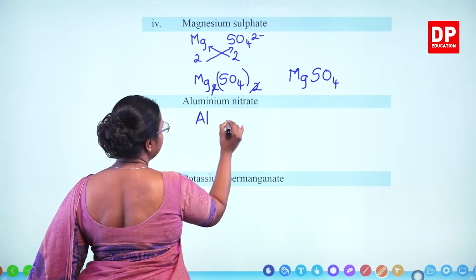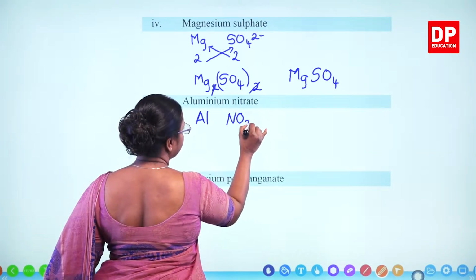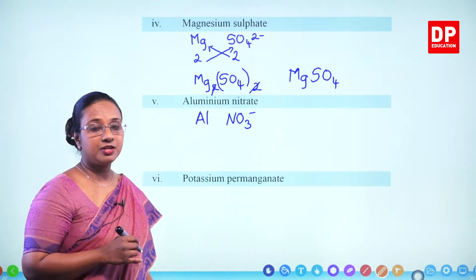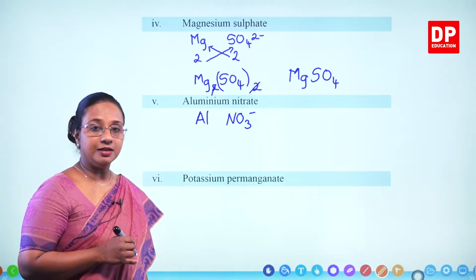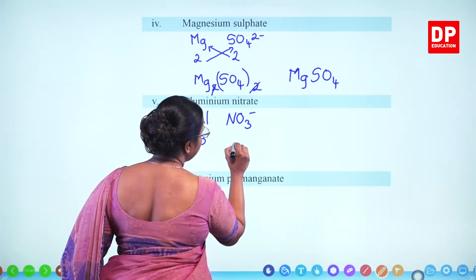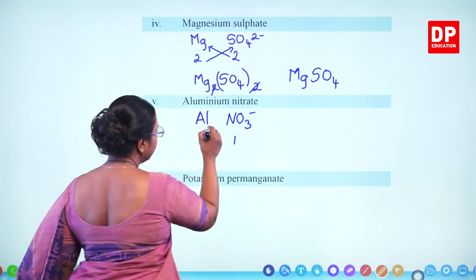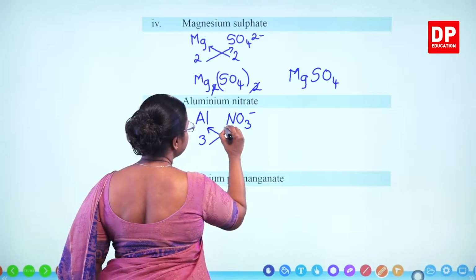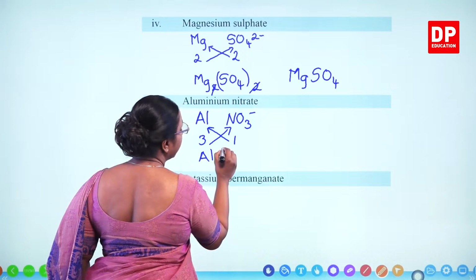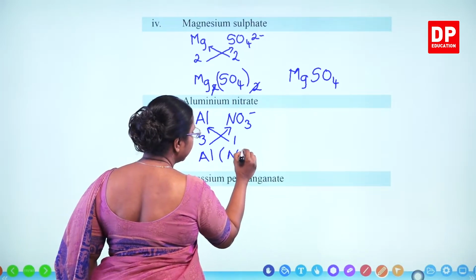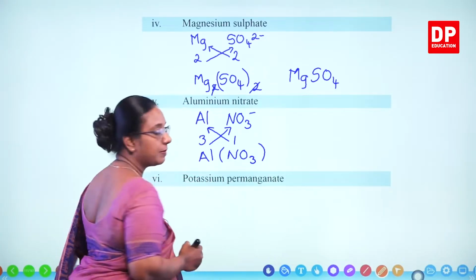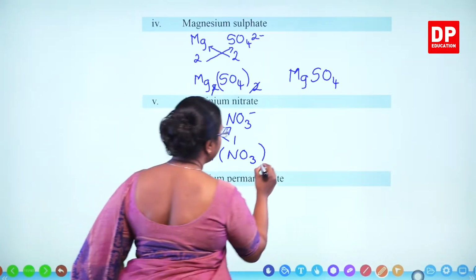Aluminium Al, nitrate NO3 minus. Aluminium, what is the valency, students? You have already done this question. Yes, you know it is 3. NO3 minus, it's 1. So what did you do? You exchange the valencies and you got the value as Al. Here, since it's a radical which is more than 1, we have to write it in parentheses. You have done it correctly.